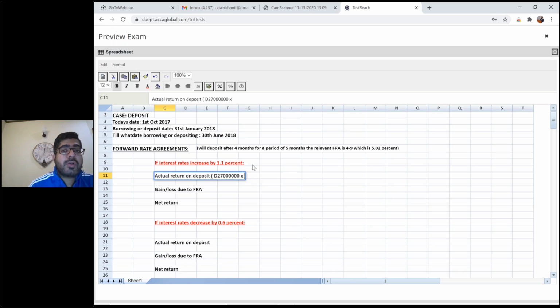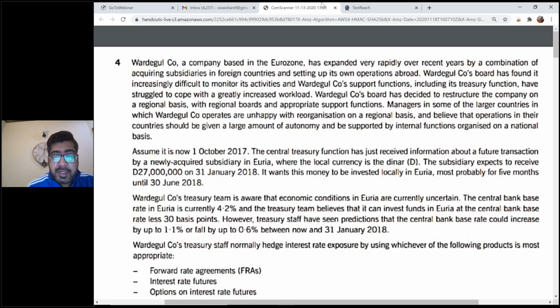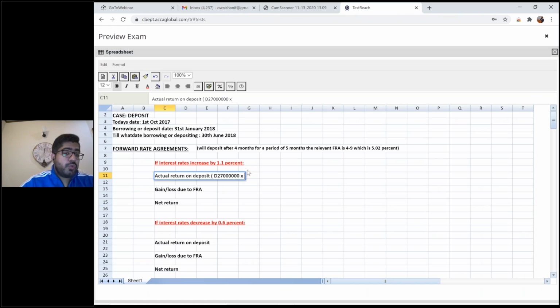You won't get 5.3 because the question states that you can invest money at central bank rate less 30 basis points, so 0.3% less. You are getting actual return on deposit, amount into rate into time period over 12. So the amount is 27 million. Since rates have increased by 1.1 to 5.3, you will be investing at 30 basis points less. So you will get 5.3% less 30 basis points, you will get 5%. Multiplied by time period of borrowing over 12.